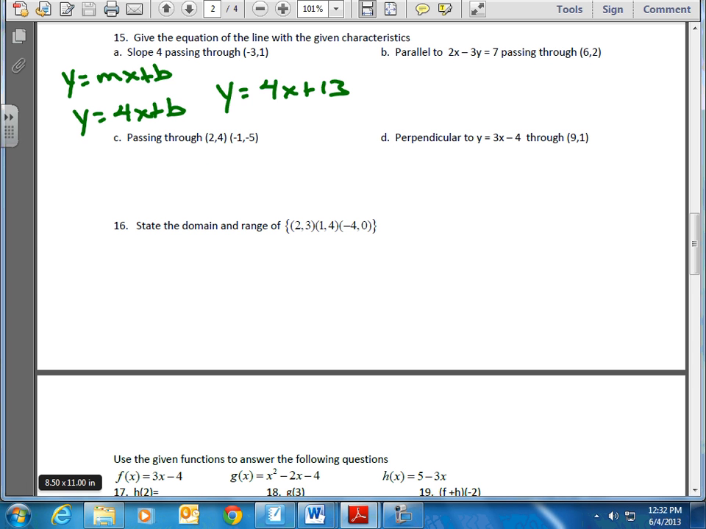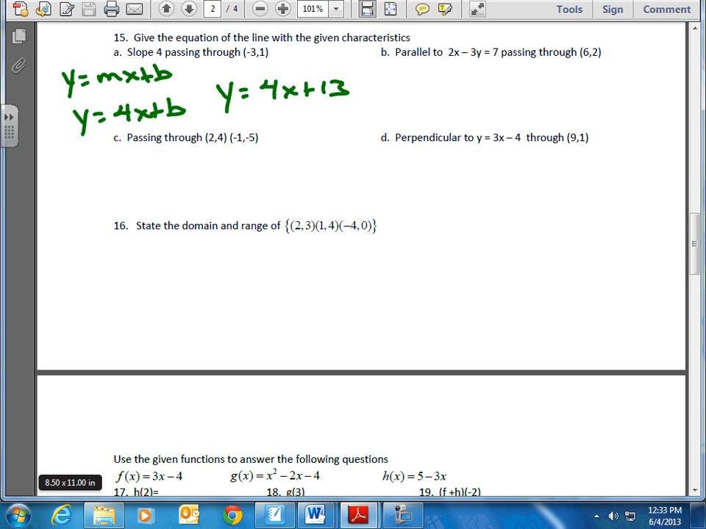Question B, like I just said, I need the slope and the y-intercept. Why did they give me the equation 2x minus 3y equals 7? In order to find the slope. Parallel lines have the same slope. So if I want the equation of a line that is parallel to 2x minus 3y equals 7, it must have the same slope as 2x minus 3y equals 7.